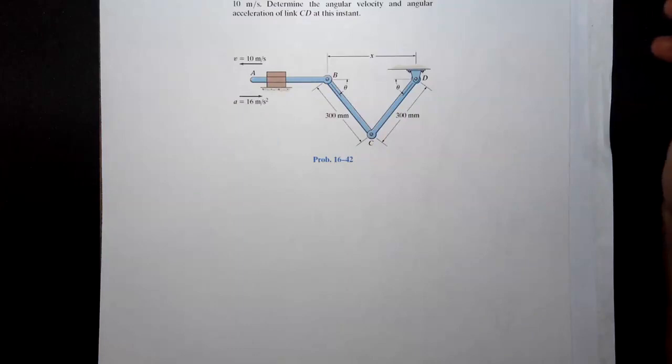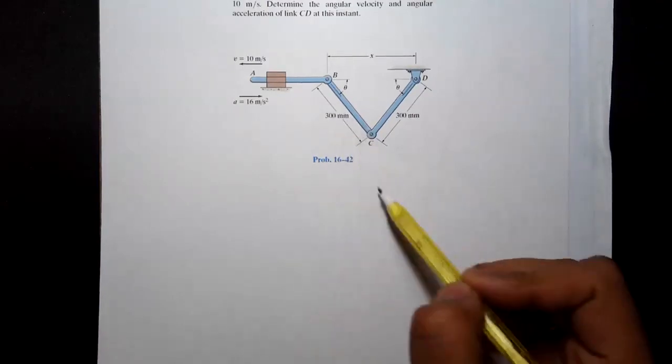At the instant shown, angle theta is 60 degrees and rod AB is subjected to a deceleration of 16 meters per second squared when the velocity is 10 meters per second. Determine the angular velocity and angular acceleration of link CD at this instant.